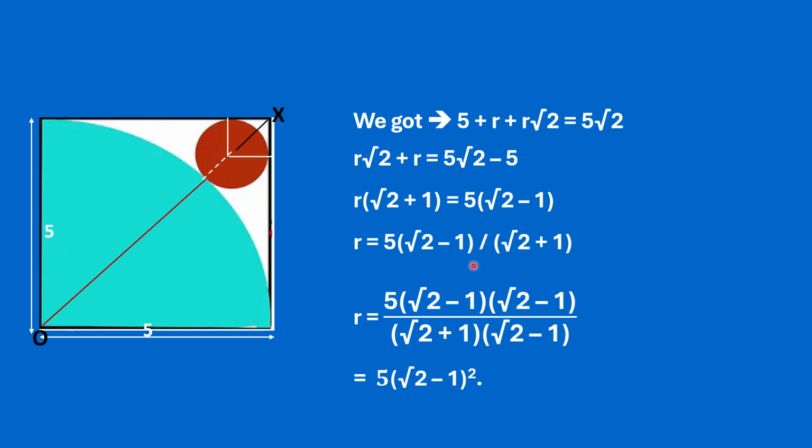Now to rationalize, we multiply the numerator and the denominator by the conjugate root 2 minus 1. So in the numerator, 5 into root 2 minus 1 whole square, and in the denominator root 2 plus 1 into root 2 minus 1, which is root 2 whole square minus 1 whole square, which is 2 minus 1 equal to 1. So the denominator becomes 1 and the numerator 5 bracket root 2 minus 1 whole square. So this is the radius of the red circle.